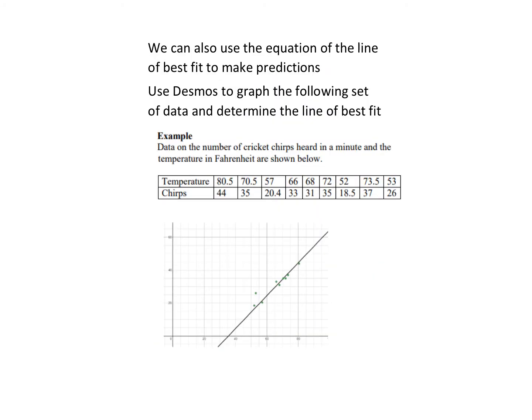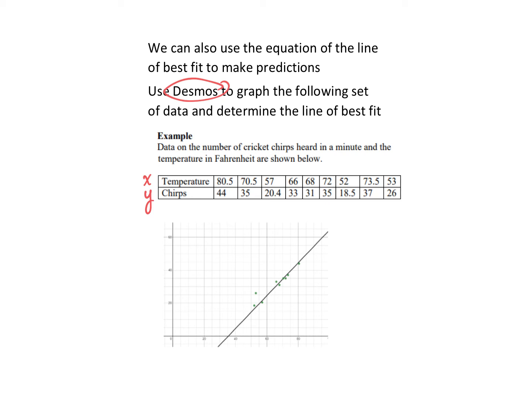Okay, we can also get an equation, and then in Unit 12-13, we're going to start looking at how we find that equation. But one way to find an equation for our line of best fit is to use Desmos. So what I've done is I've put this table of values. X is the independent variable, temperature, and Y is the number of chirps. So these are crickets that are chirping, and as the temperature fluctuates, we can measure how many times they chirp.